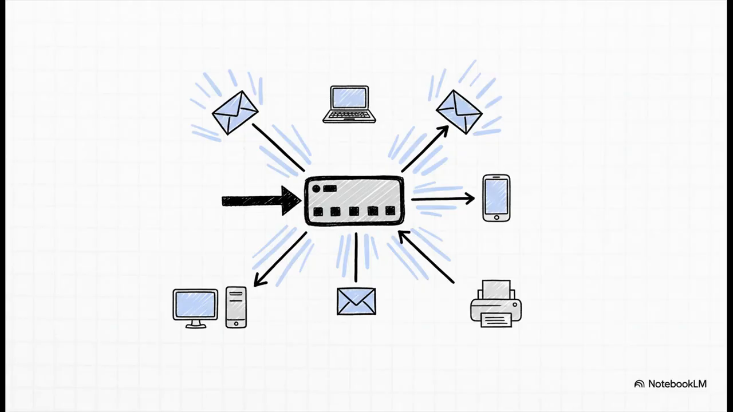When the network switch, the central traffic cop, sees a message addressed to all Fs, it knows exactly what its job is. It doesn't even try to look for one specific destination. It just acts like a giant amplifier, taking that one message and blasting a copy of it out of every single one of its ports. It makes sure every connected device gets the memo.